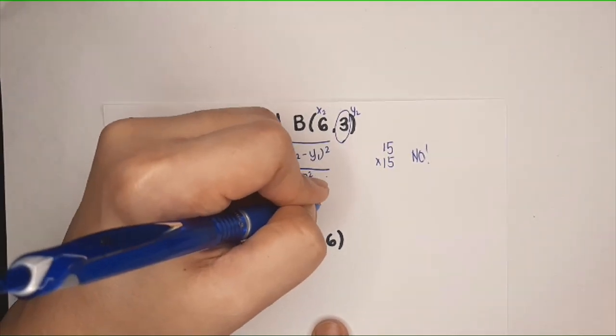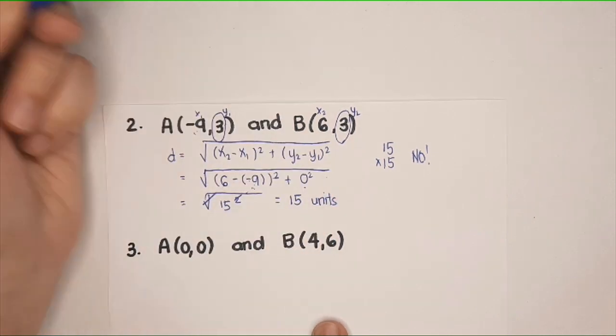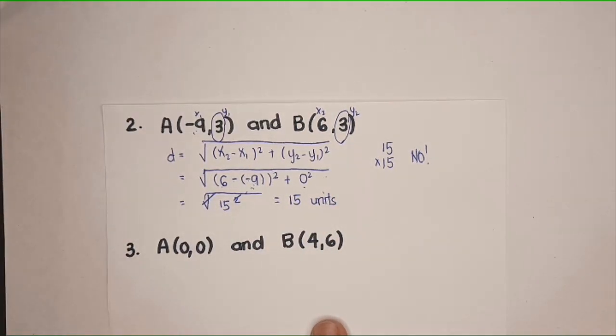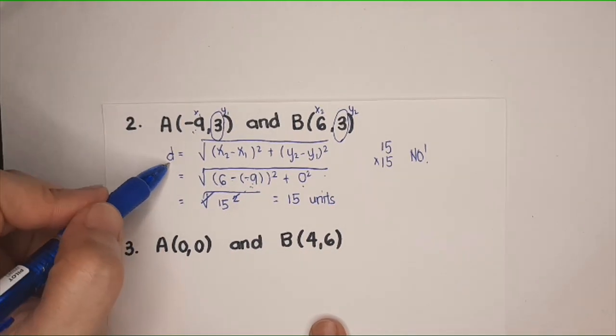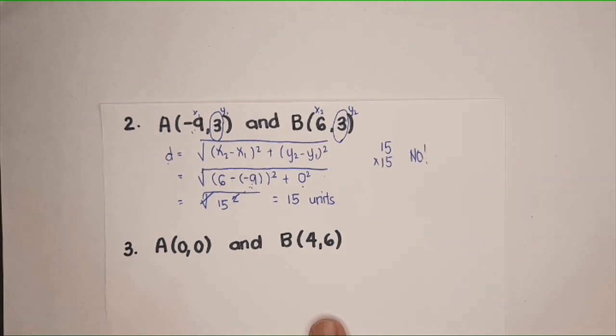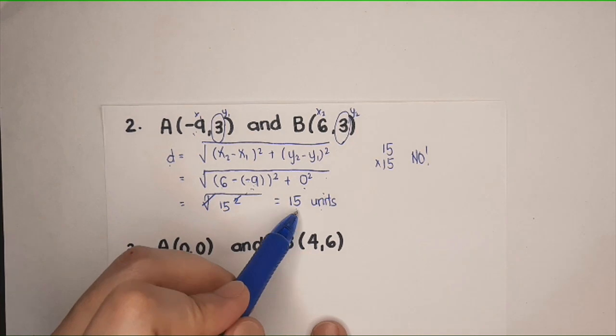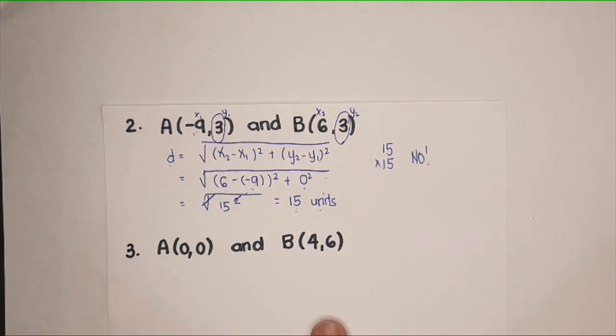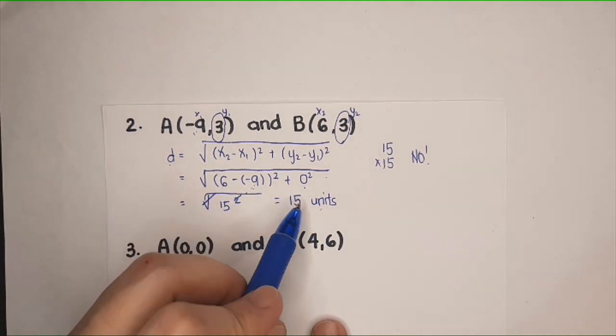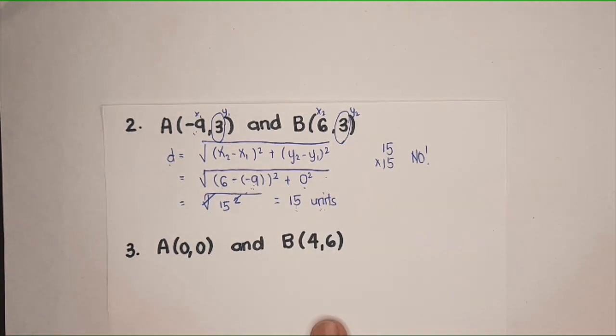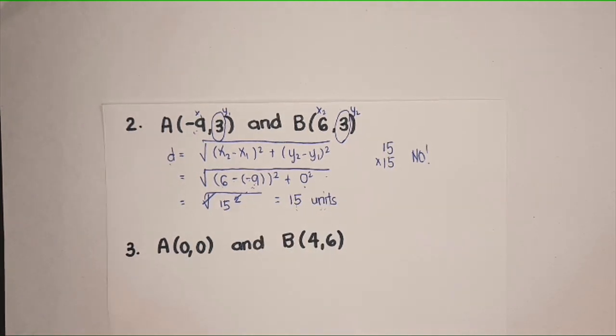Oh, I forgot kanina. You have to write 15 units. Okay? So, depende. Kung ang distance measured in centimeters, you write 15 centimeters. Okay? Kung inches, edi 15 inches. Pero kung walang binigay, you say 15 units. Alright? Are you clear? Okay, let's have more.